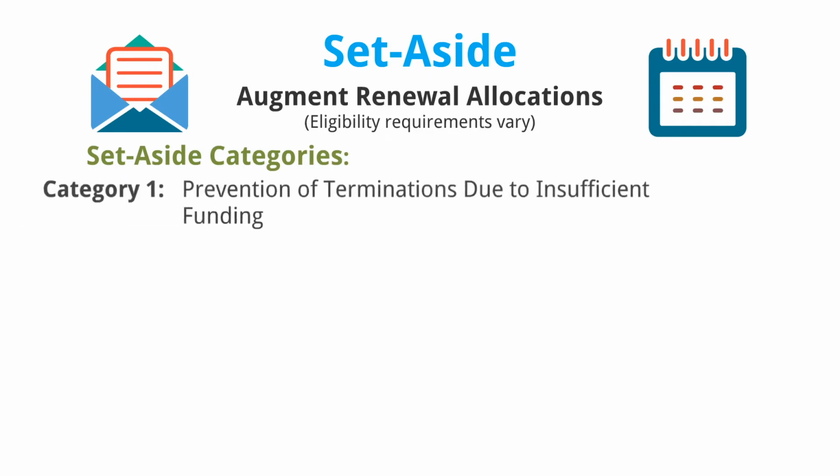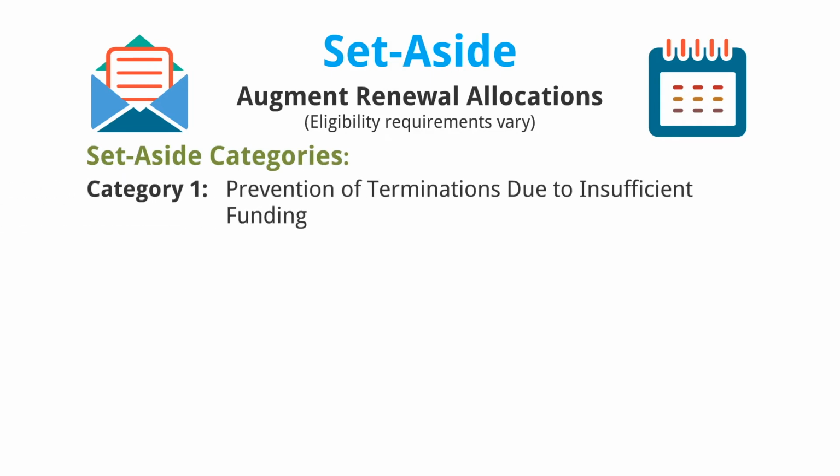Category 1. Prevention of terminations due to insufficient funding, shortfall, for PHAs that, despite taking reasonable cost-saving measures, would otherwise be required to terminate participating families from the program due to insufficient funds. Category 2A. Unforeseen circumstances. An unforeseen circumstance is an occurrence within or after the re-benchmarking period which the PHA could not reasonably have anticipated and which was out of the PHA's control.